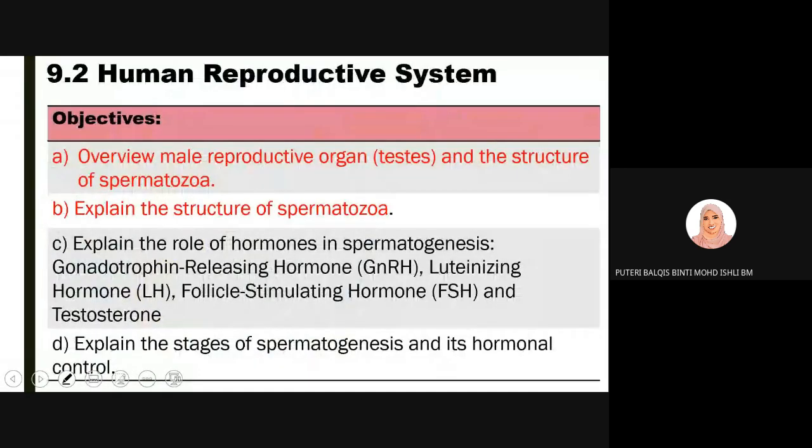Okay, dia macam tak complicated. Okay, this is objective overview: male reproductive organ, testis and the structure of sperm. Spermatozoa, sperm. Explain the structure of spermatozoa, sperm. Explain the role of hormones in spermatogenesis: GnRH, LH, FSH, and testosterone. Explain the stages of spermatogenesis and its hormonal control.